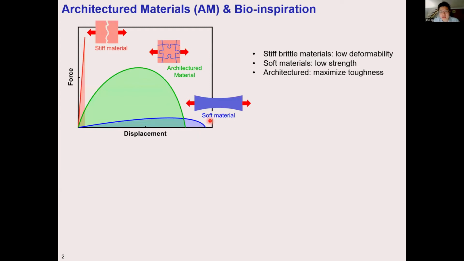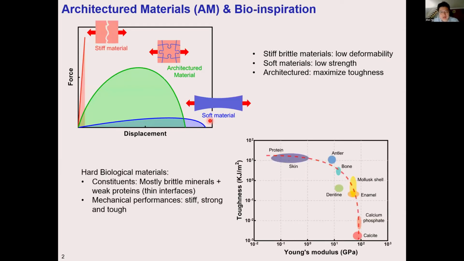But the thing is that there is a huge design space for this kind of architecture, so we need to start from some templates. It's very interesting because nature, like Dr. Moon just said, has a lot of interesting architectures and very extraordinary material performances. Many of those hard biological materials are made mostly of brittle minerals and very thin, weak protein interfaces. But their mechanical performance is quite great, and they are simultaneously stiff, strong, and very tough.